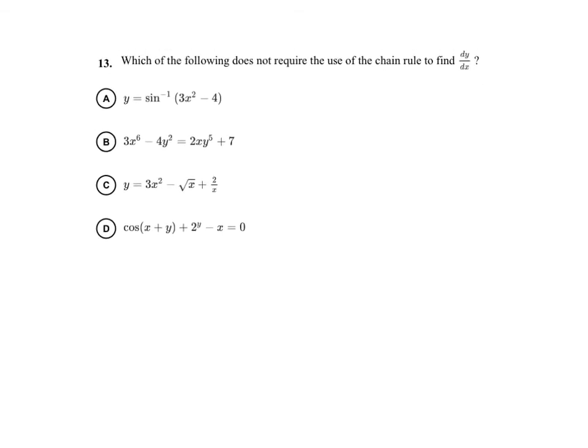Which of the following does not require the use of the chain rule to find dy dx? It looks like C is the only one. A requires chain rule because you have something inside of a trig function other than x. Here you have something being raised to an exponent other than x, so you have chain rules for the y squared and y to the fifth. And for D, you again have a trig function with something other than x, so that requires chain rule. So C is the only one that won't require chain rule.